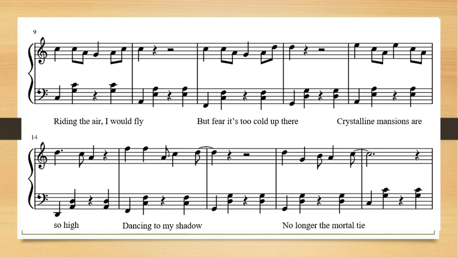And here I made some rearrangement of the wording and the order of the words. For example, the first line originally says, I would fly and ride the air, but here I said, riding the air, I would fly, just to make sure the words and syllables match the music. And also the same: crystalline mansions are so high. Dancing to my shadow, no longer the mortal tie.